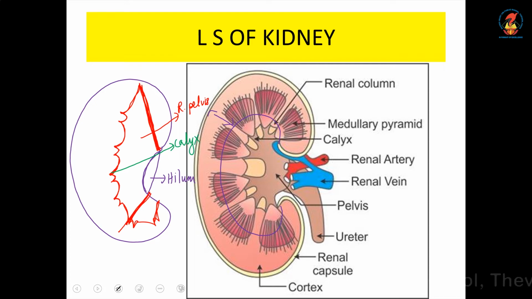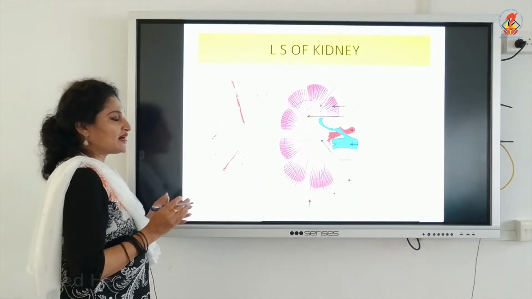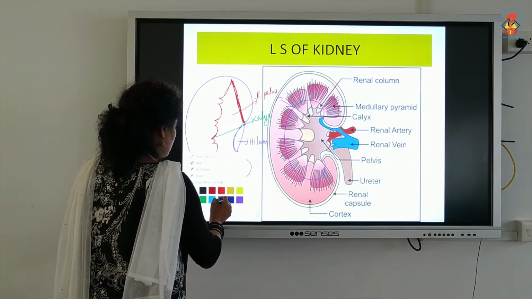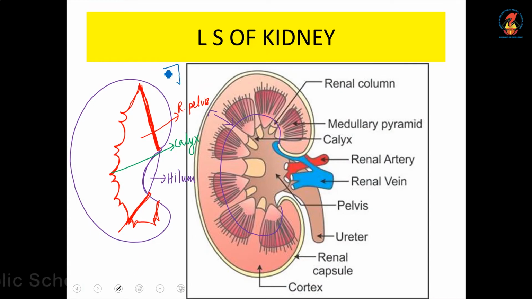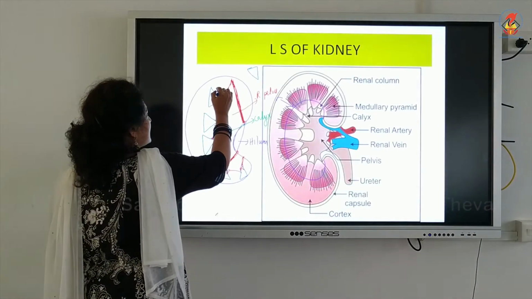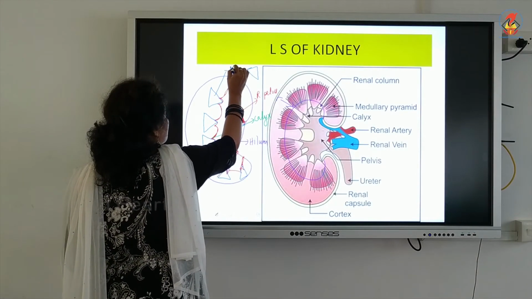In plural, calyces. Into these calyces, there are cone-shaped masses projecting in. I will draw the cone-shaped masses with blue color. Like pyramids, they are projecting into these calyces. One pyramid, the second pyramid, third, fourth, fifth, and so on. So what is projecting into these calyces? Cone-shaped masses, which are like pyramids, and they are called the medullary pyramids.